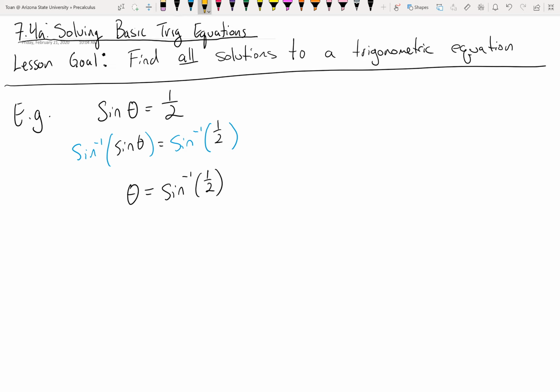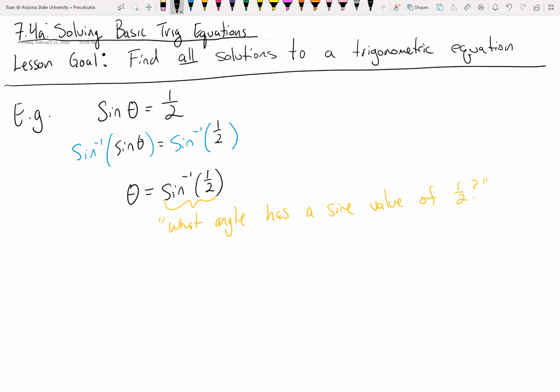Now remember that inverse trig functions is always asking you a question. What angle? So this is asking you what angle has a sine value of 1/2.